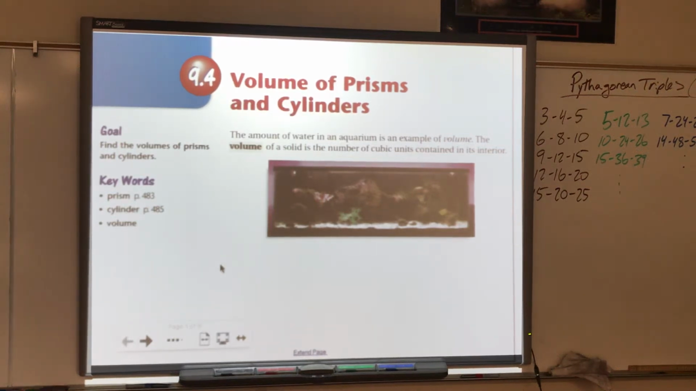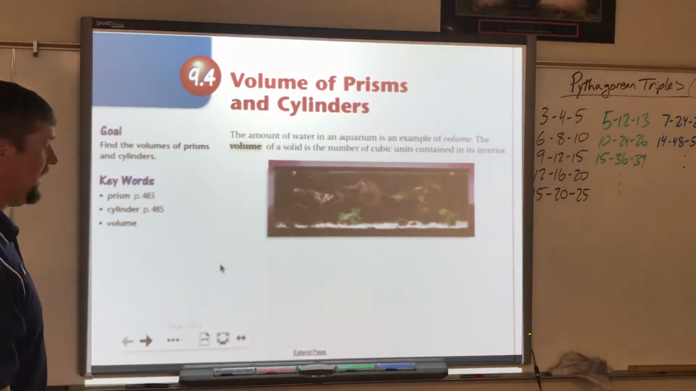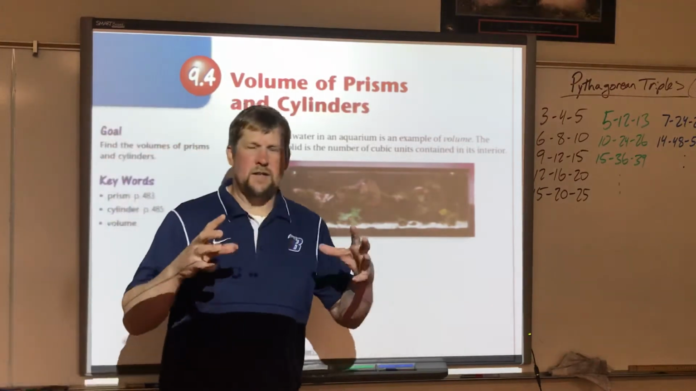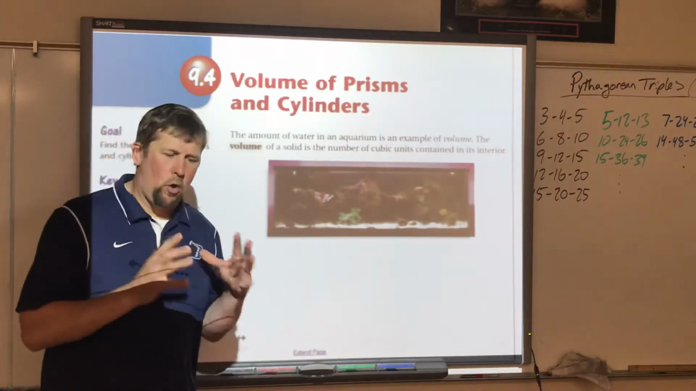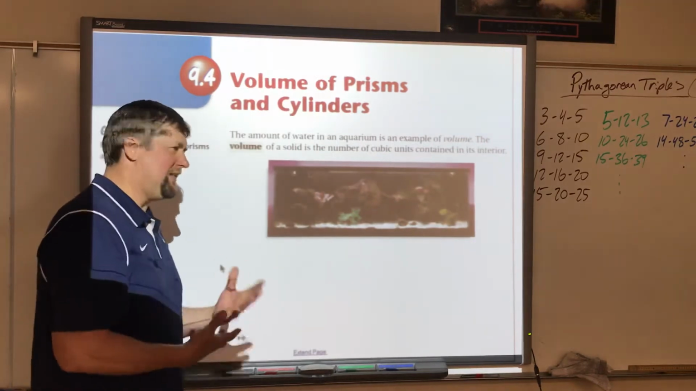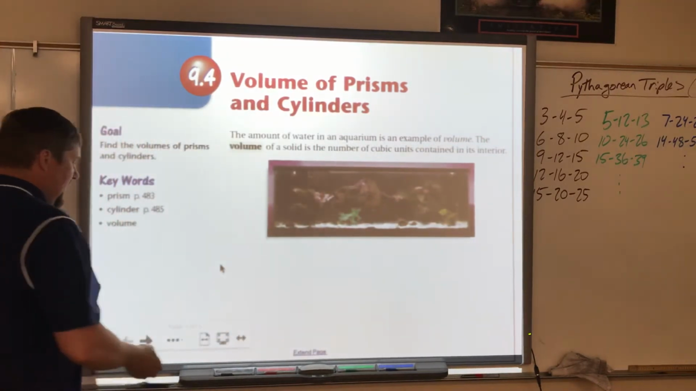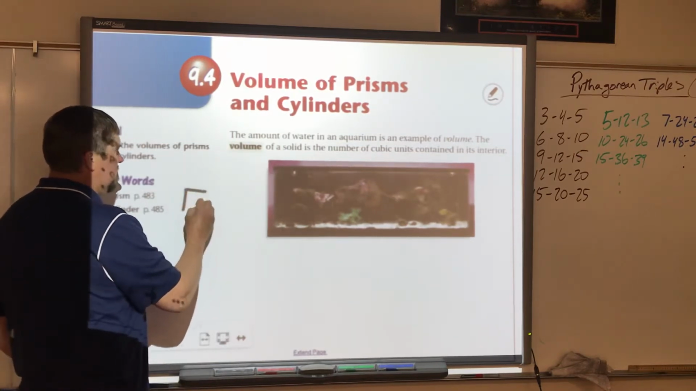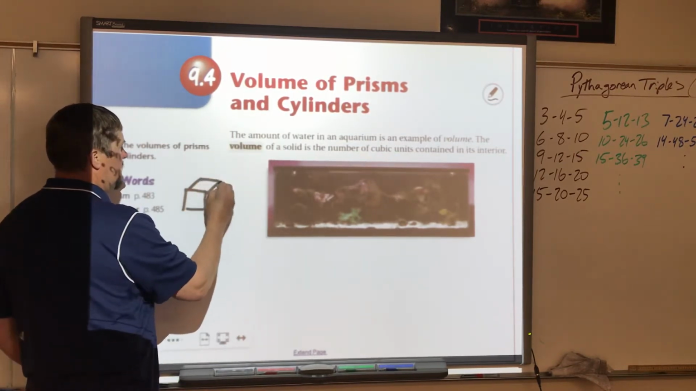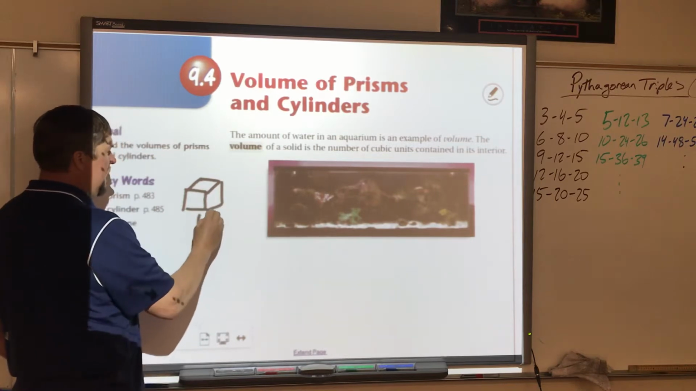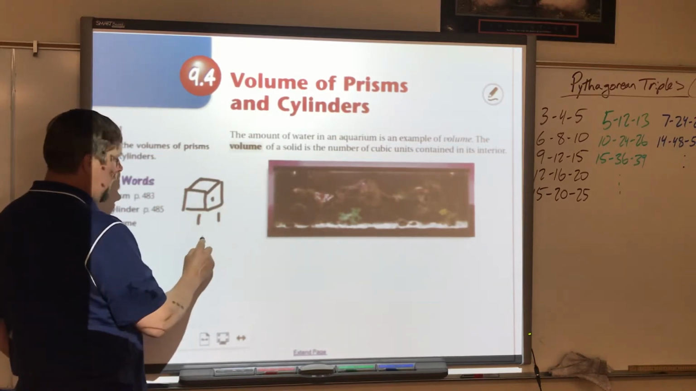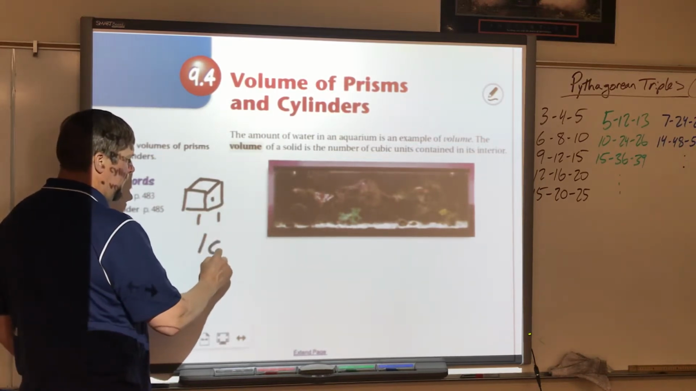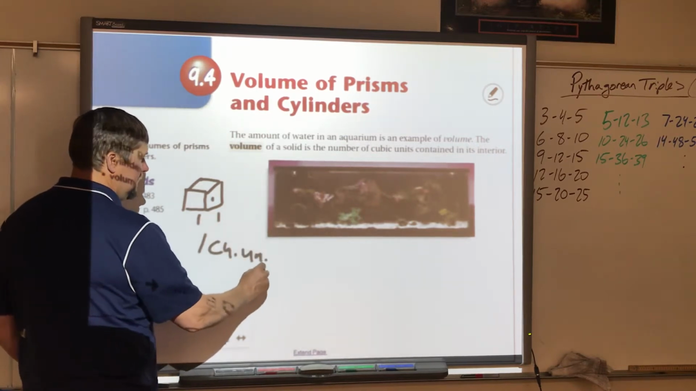9.4 is on volumes of prisms and cylinders. Now volume kind of signifies what something can hold, how much space is inside of that. And we always calculate it by the number of little cubes that could be placed in there: 1 by 1 by 1 cubes, or 1 cubic unit.